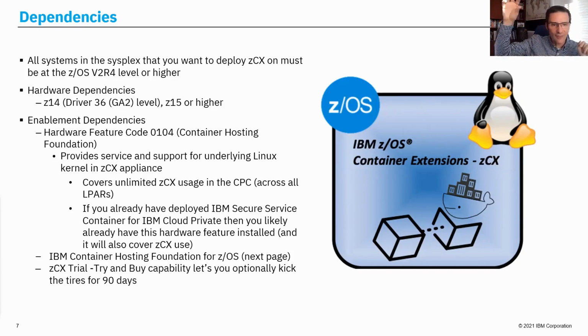Now, if you have the right level of the operating system and you have the right hardware, now I need to have what I refer to as enablement dependencies. And zCX needs to be enabled through one of three mechanisms: either by a hardware feature code, which is called the Container Hosting Foundation, by IBM Container Hosting Foundation for zOS, that is a monthly license charge, and then the zCX trial. That's a try and buy capability that you don't have to pay anything to try for up to 90 days. Let's dive into what those enablement dependencies are in a little more detail.